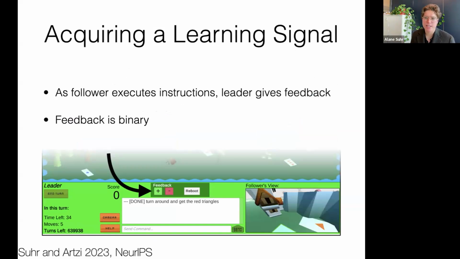During instruction execution, the leader can give feedback either through the interface buttons or through their keyboard. They give positive or negative feedback basically at any time as the agent is moving. And that means it's super intuitive to give. It's not disruptive to the interaction because they're taking turns anyway.